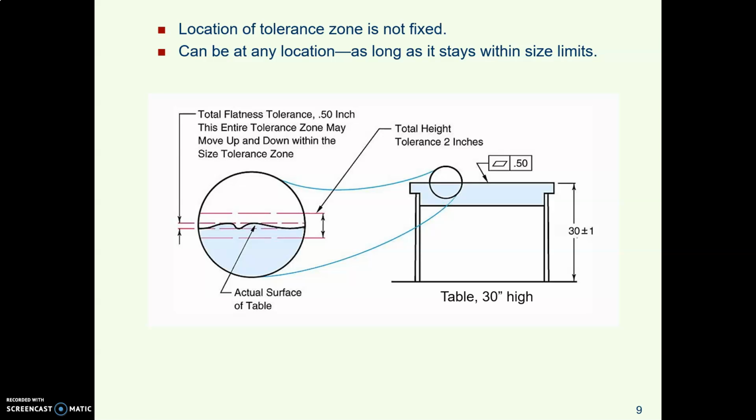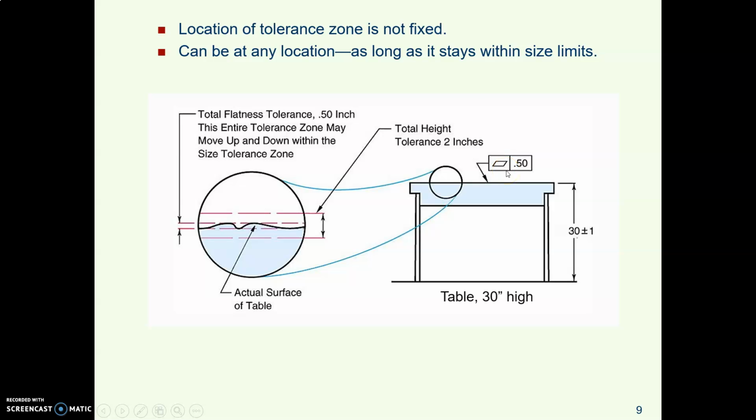Here's a crude example. Let's say you're building a table, a work table, and you want it to be 30 inches high, more or less. You're not too fussy. If it were plus or minus 1 inch, that would be okay. 29, 31 high, that'd be okay. But it's a work table, so you need your surface to be relatively flat.